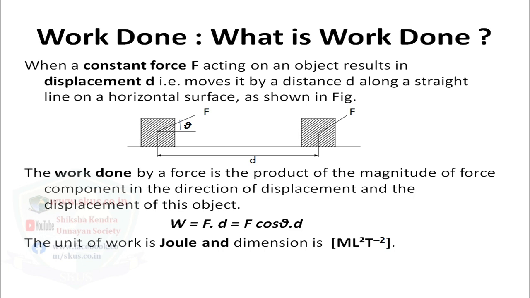then work is done. So, in a way, we can say the work done by a constant force is the product of the magnitude of the force component in the direction of the displacement and the displacement of the object. Mathematically, we can represent this as W = F · d = F cos θ d. The unit of work is joule and the dimension of work done is ML²T⁻².